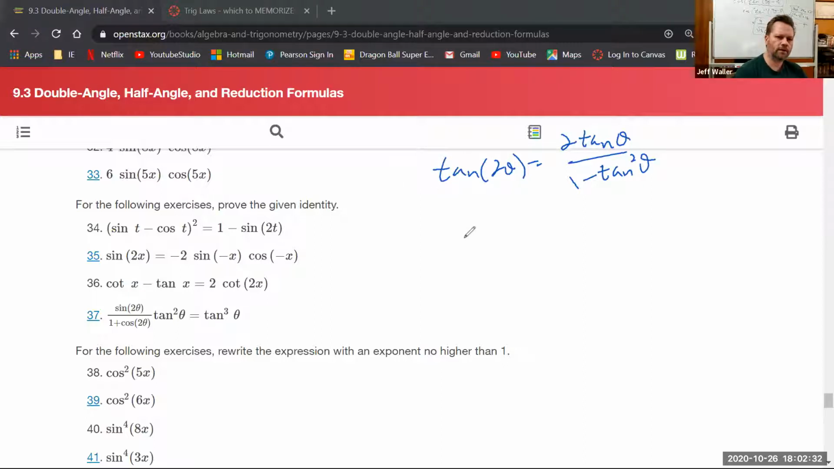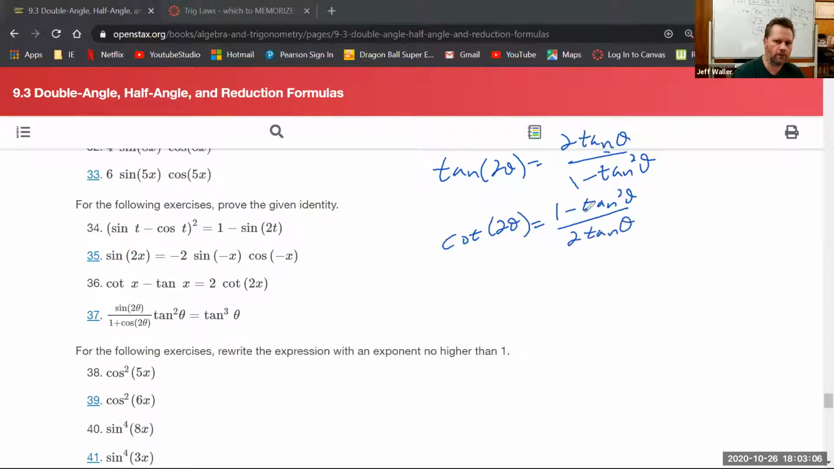Now that you know this, what is cotangent of 2 theta? Anybody know? Let me see if you can be careful about this. Is it just the inverse? And you mean reciprocal, right? Yes. So the mistake people make is they just put cotangent here. That's not quite right. It's the reciprocal of what tangent is. That's what cotangent always is. By definition, it's the reciprocal of tangent.